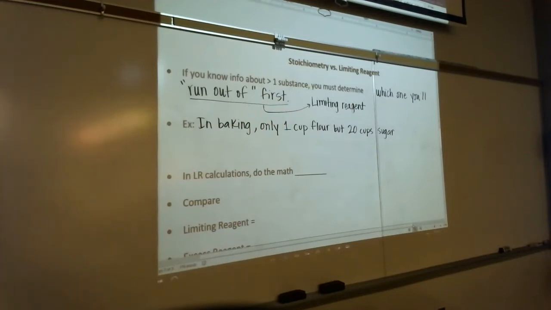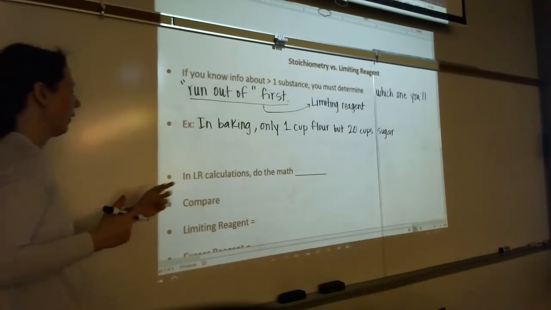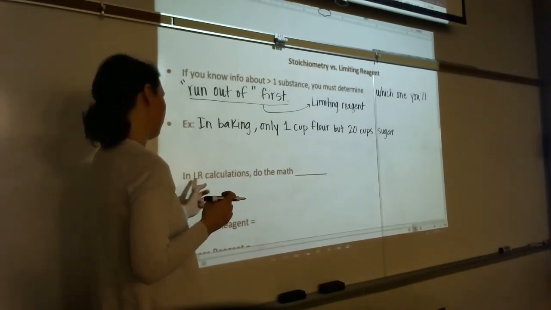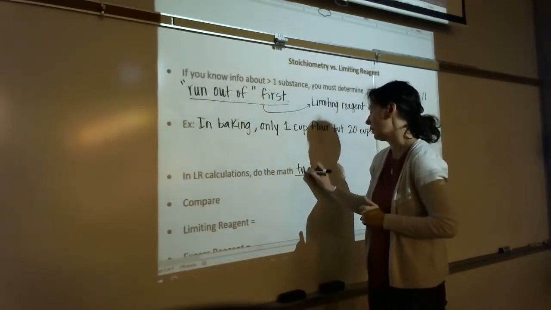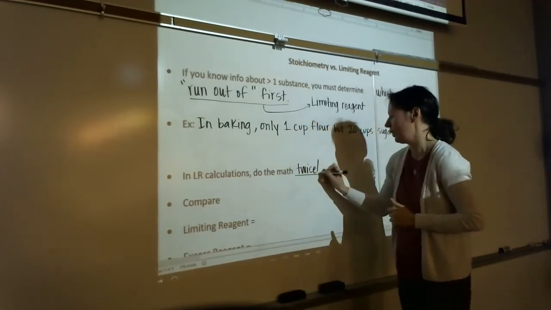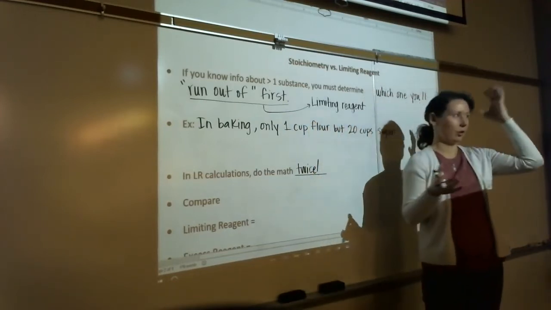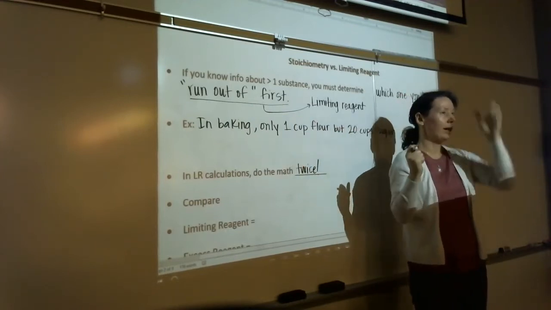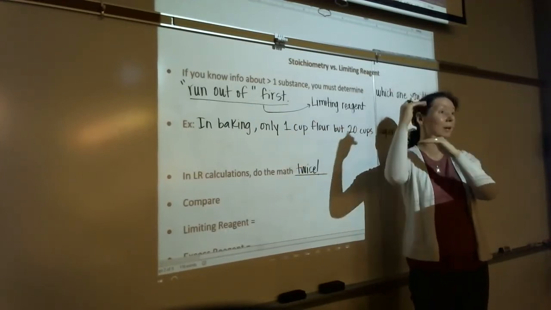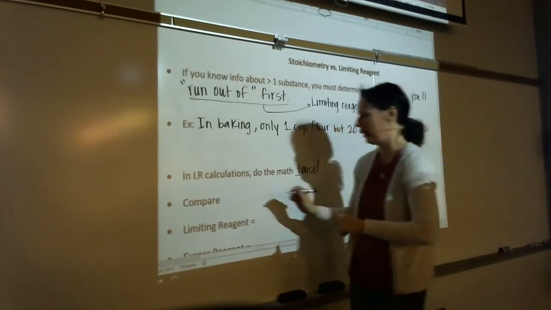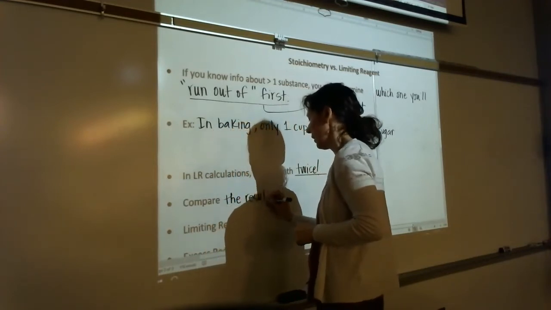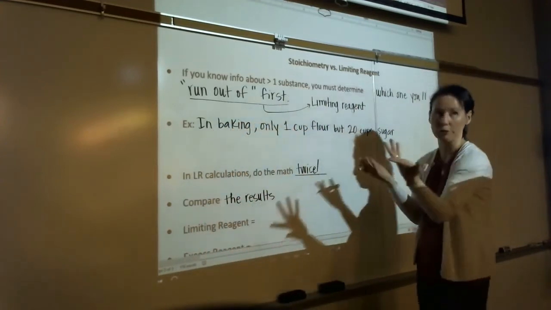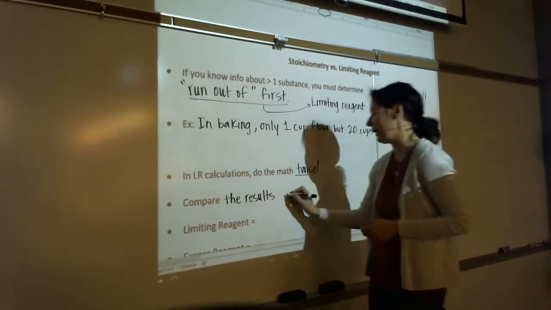Reagent just means reactant. And limiting, obviously, because it limits how much you can make. So LR stands for limiting reagent. In limiting reagent calculations, do the math, i.e. the stoichiometry, twice. You're going to do it for each reactant. Go from A to B for reactant number 1, A to B for reactant number 2, and then compare. You compare the products, or the results, I should say, because if you're going backwards, you'd be comparing the results. And pick the smallest number.